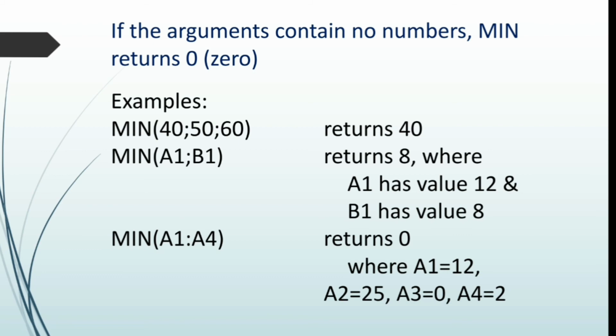Min range A1 to A4 would return the value 0, where A1 is 12, A2 is 25, A3 is 0, A4 is 2. Out of these, the minimum value is 0, so this function would return the value 0.